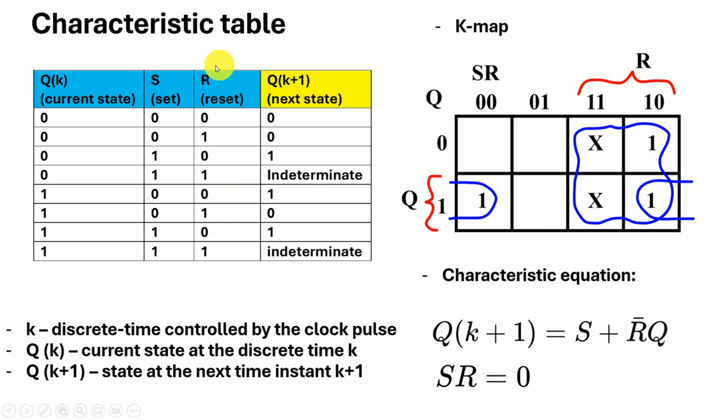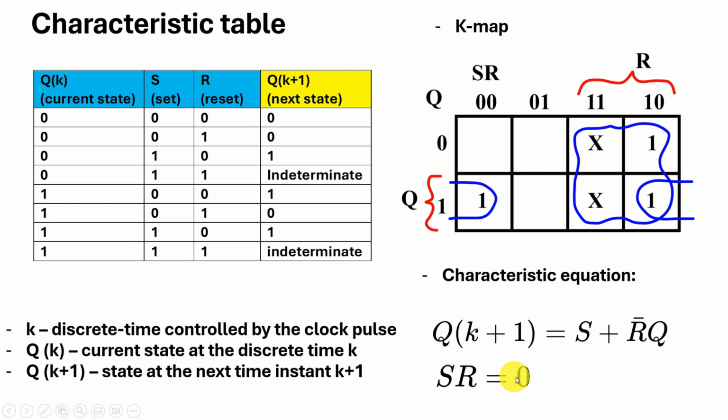On the basis of this characteristic table, we can build a K-map, and finally we can derive the characteristic equation. It's given over here. That is, the state at the next time instant K plus 1 is equal to the input set, logical OR, complement of reset, logical AND, Q. And that's it. Over here, there is another condition, that S and R is equal to 0. And that's it. These two equations mathematically describe our flip-flop.